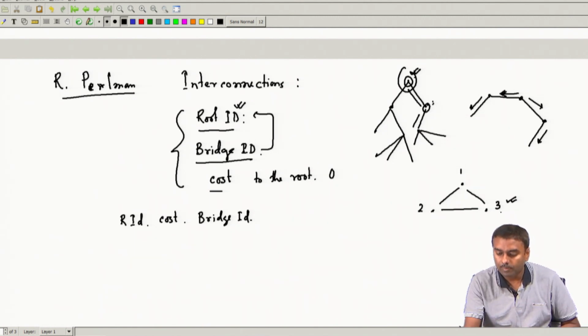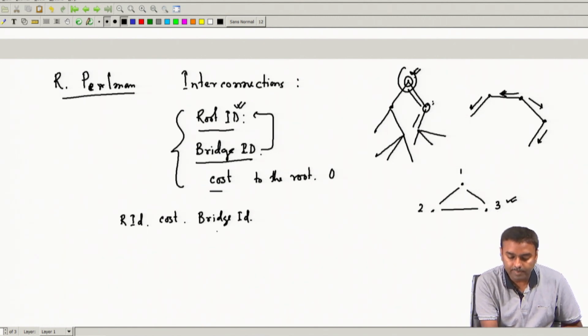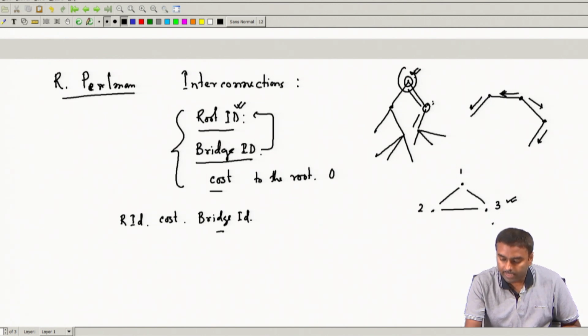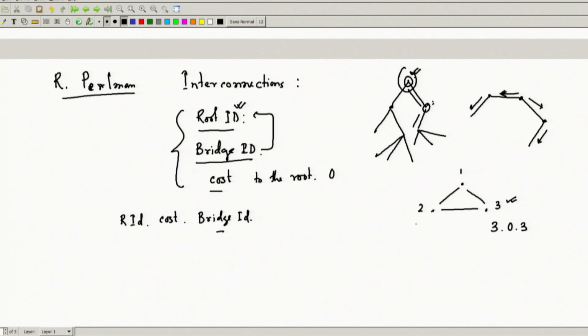Okay. So, what will be his message? He thinks his bridge ID is 3. So, root ID is 3, so 3 dot 0 dot 3. What will be his message? That should be 2 dot 0 dot 2. What will be his message? 1 dot 0 dot 1. Now, he will broadcast this message to both of them.